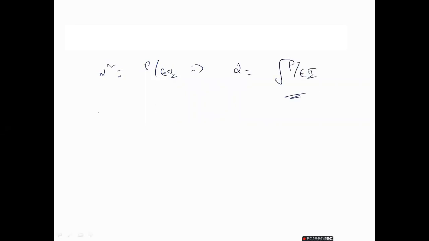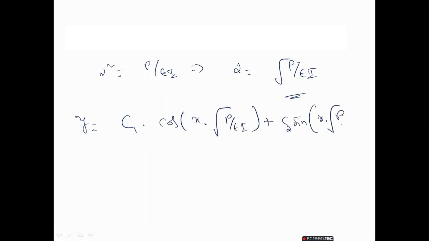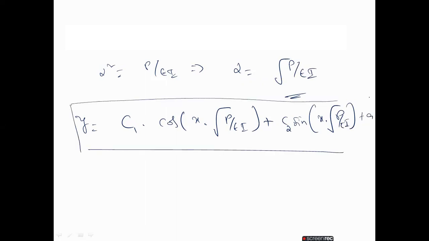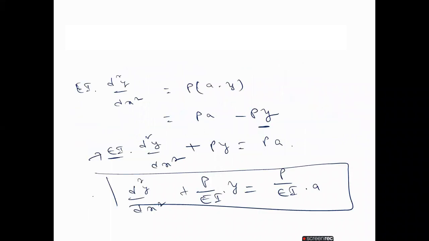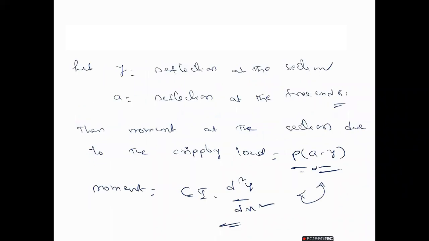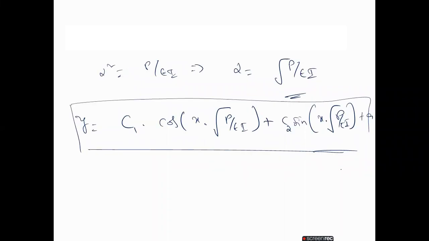If I do like this, the solution for the differential equation is y equals c1 cos x into square root of P by EI plus c2 into sine x into square root of P by EI plus a. We will get this solution. But how we got it, I will write again for your better understanding. If you see in this equation, d square y by dx square plus P by EI into y and a, so these are there. I will substitute alpha.